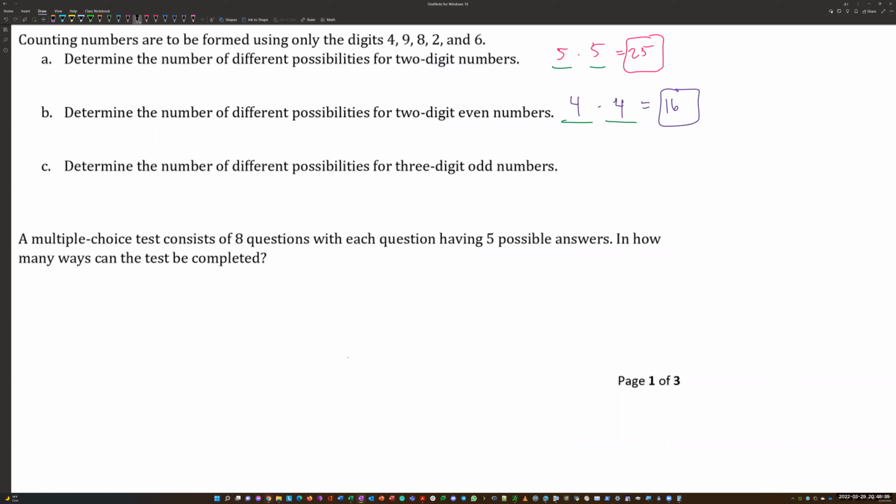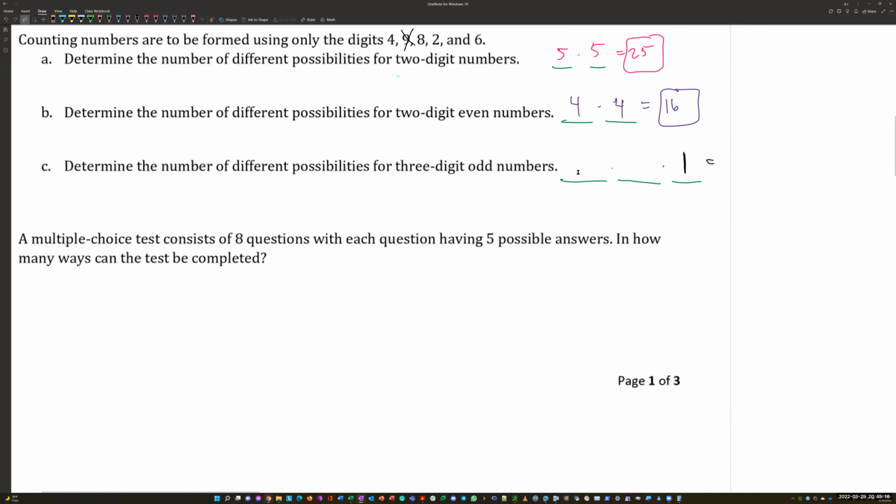Determine the number of different possibilities for 3-digit odd numbers. Okay, it's only 9. The last digit can only be a 9. Is that right? Yes. Good. So there's one choice for this one. Does that make sense? All right, how do I do the rest of this? Well, it ain't a 9 anymore. Is that right? Correct. So how many choices do I got here?